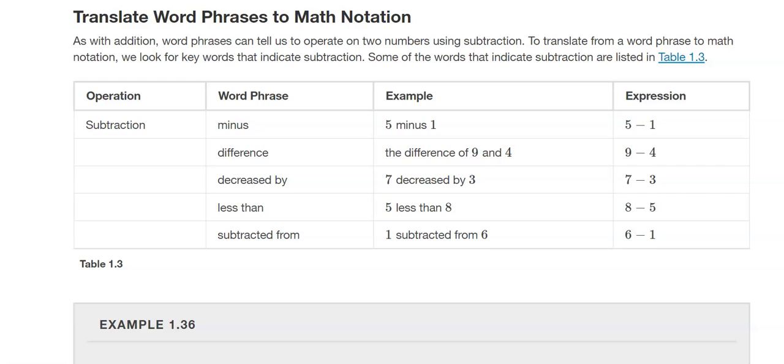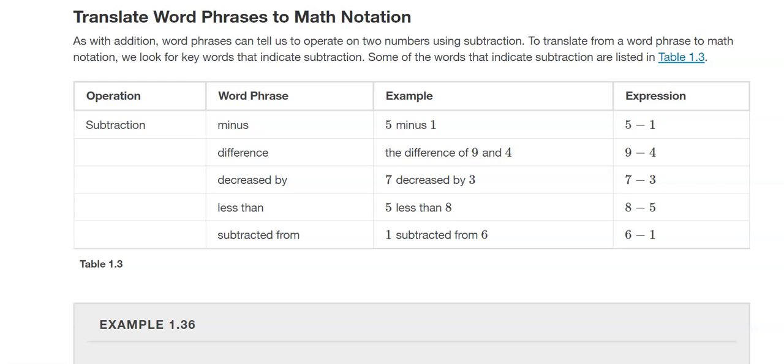Now it's for the other things that we have to be super careful. So it says decreased by. 7 decreased by 3. So 7 is decreased by 3. 7 becomes less by 3. And if you understand that, then you have 7 minus 3. On the other hand, when it says 5 less than 8, 5 less than 8 means you have 8 and it's 5 less than that. So 8 comes first, and so you put the 8 minus 5. 5 less than 8 is 8 minus 5.